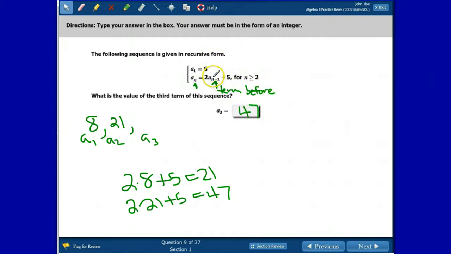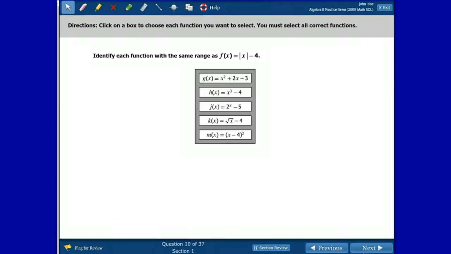Okay, so again, these little notations, all this means is whatever term you're trying to find, the little a sub n minus 1 means the term before it. That's all that means, and don't let that throw you off. It's shorthand for, go get the term, the number you just wrote previously.